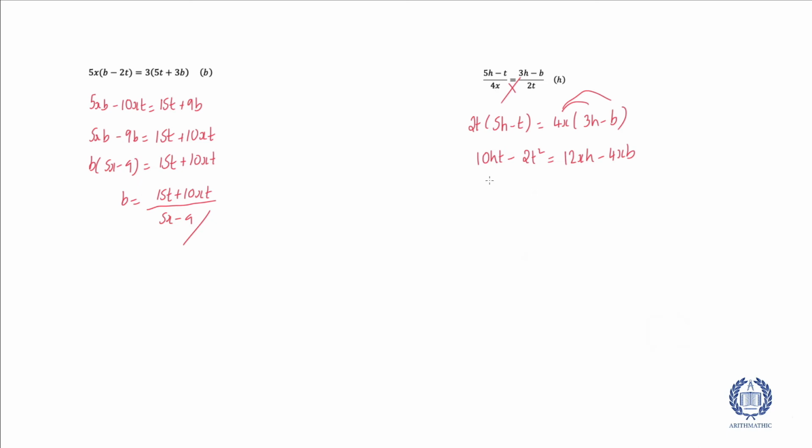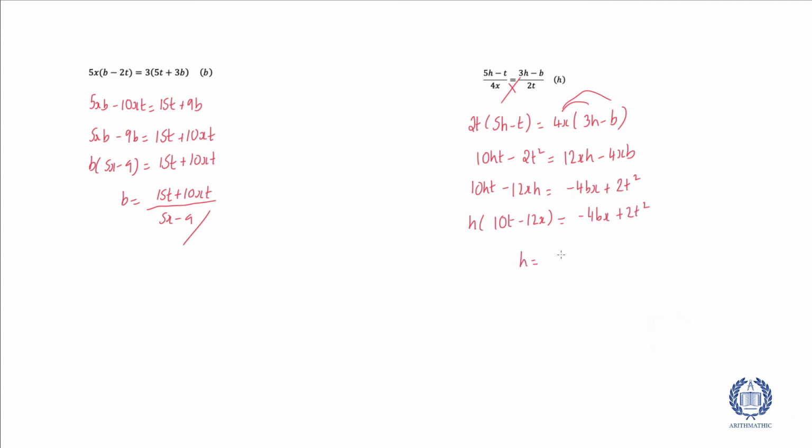Because I want h on the left-hand side, keep this 10ht here, move this 12xh to the left-hand side, which now becomes minus 12xh. Minus 4xb stays here, 4bx or 4xb, it doesn't really matter, same thing. And then minus 2t squared to the other side becomes plus 2t squared. Now you want to take h out because that's what's in common, so take h out, so you're left with 10t minus 12x equal to minus 4bx plus 2t squared.